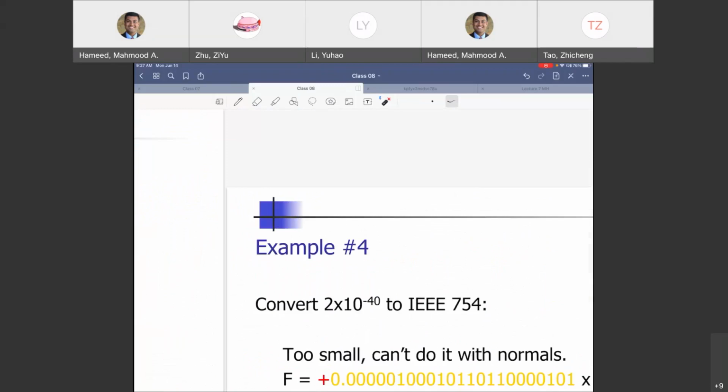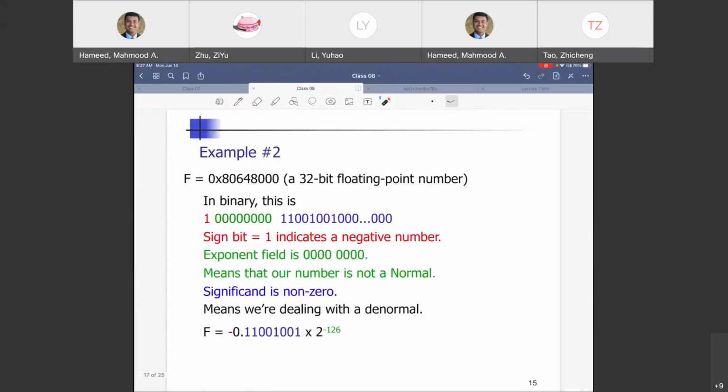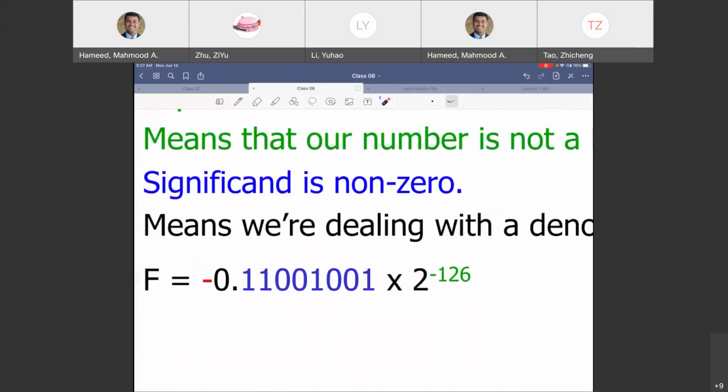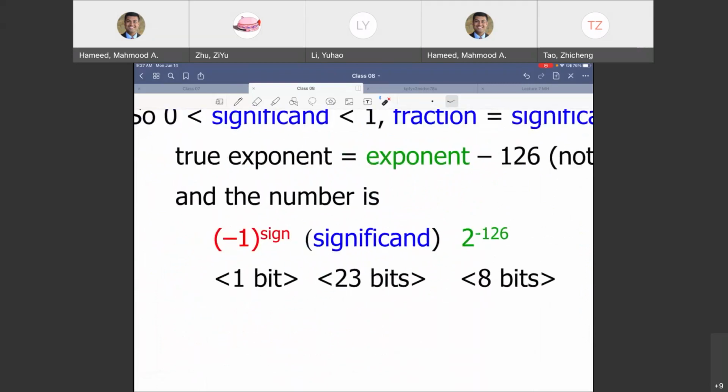So if I want to do this, what are the things that I need to figure out here? This can be easily figured out. This is the sign, no problem for the sign. The exponent is fixed. The only thing that I need to figure out is the significand, or in this case, significand is equal to the fraction. This is the only thing that I need to figure out.